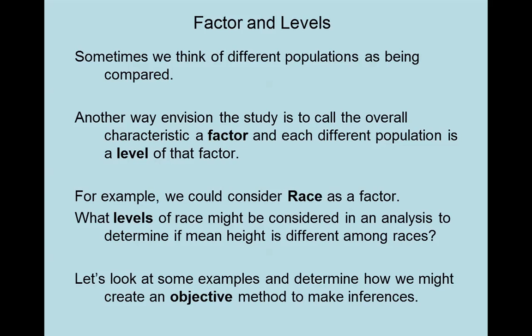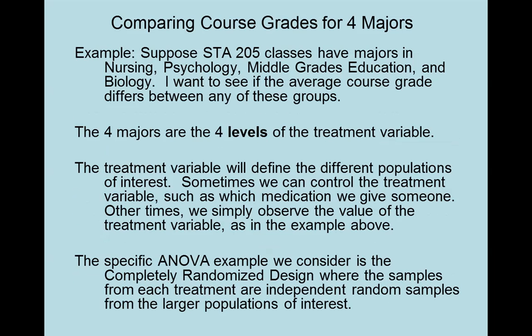Let's look at some examples and determine how we might create an objective method to make some of these inferences. So we're going to begin with a situation where I'm looking at students who take Stat 205, and a lot of the majors that are present in Stat 205 include nursing, psychology, middle grades education, and biology. I want to see if the average course grade differs between any of these groups.